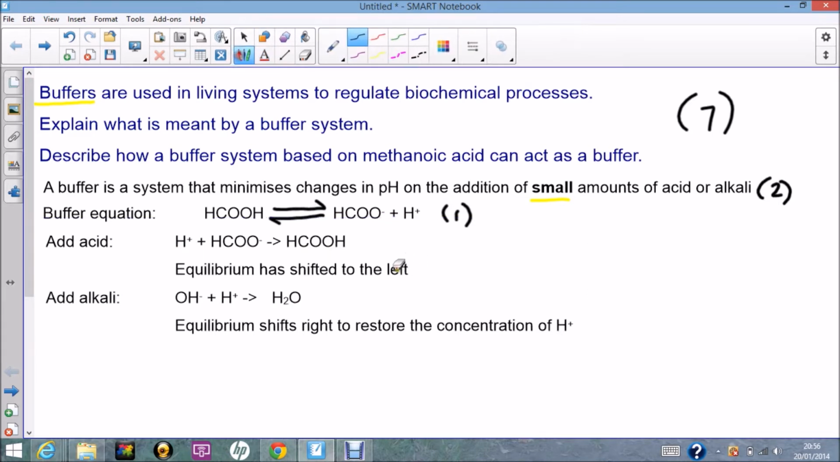Let's run through those marks. You'll get one for each of the equations and one for saying which way the equilibrium shifts in each case, which gives us our 7.